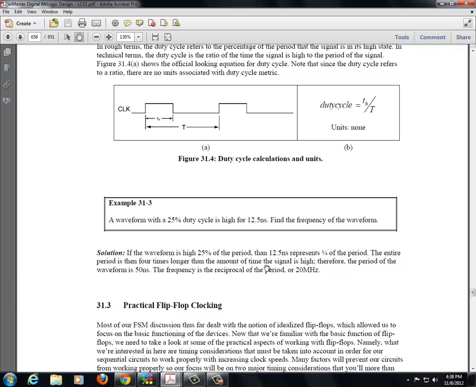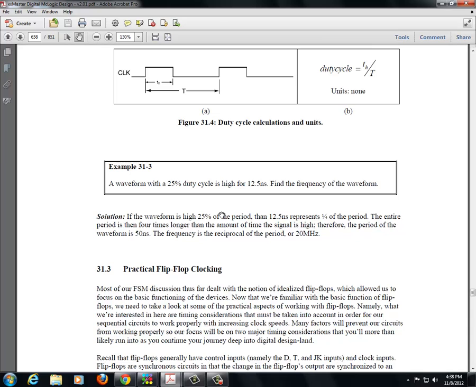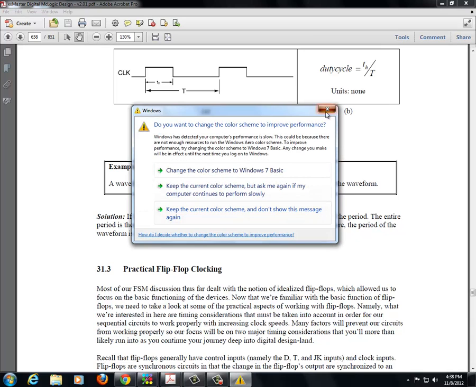Alright, so why did we just spend all this time figuring all this stuff out about clocks? Well, remember how we talked about delays in combinatorial circuits? Well, there's also delays in sequential circuits. And these clock properties are going to come in handy. I will explain that in the next lecture.